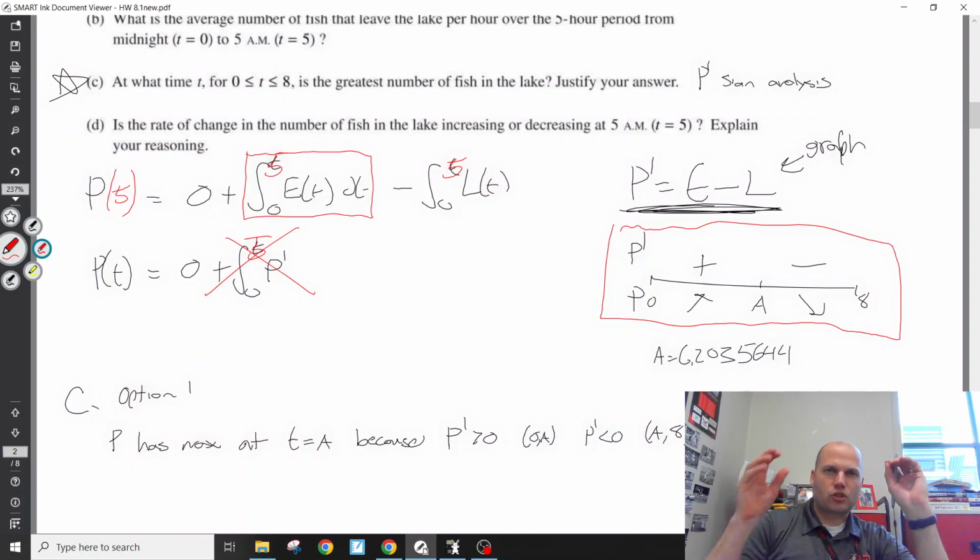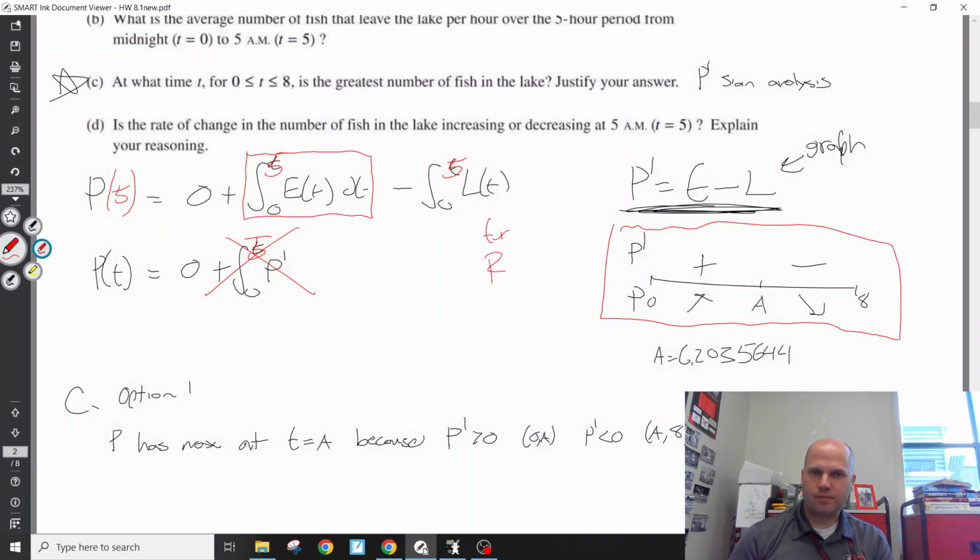So starting 1 year, they said, we will not accept this. This is not acceptable justification. You can use this for a reference, but it's only for your reference, not as justification. Now, that just means you have to translate this. Oh, P prime is positive and negative. P has to have a max here. Boom. There's option 1. Good.